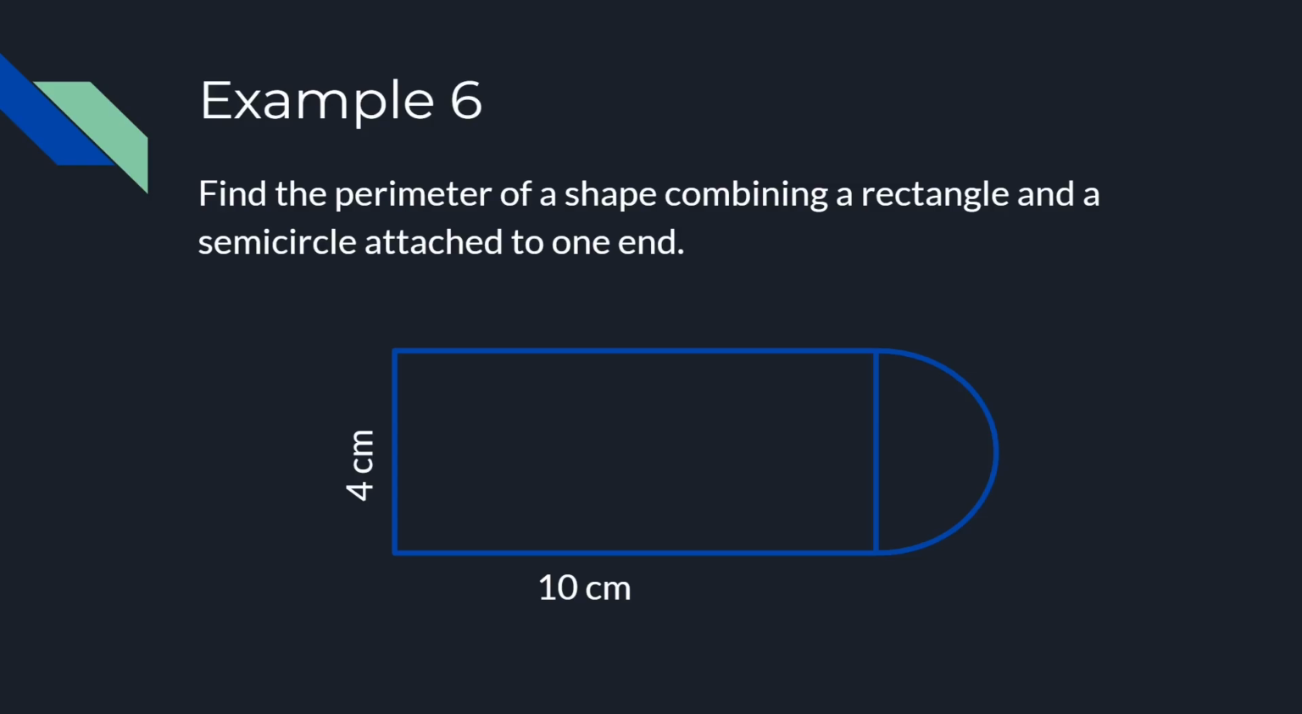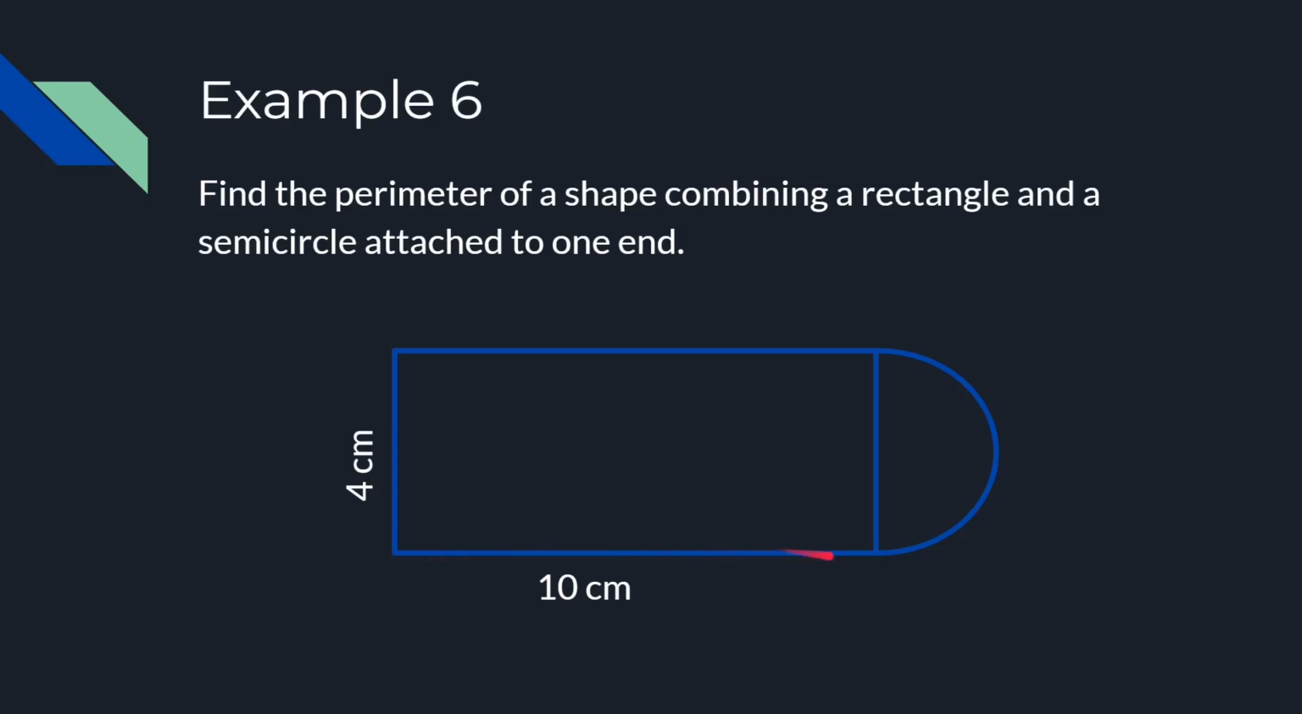Let's try this example. We're required to find the perimeter of a shape combining a rectangle and a semicircle attached to one end. To calculate the perimeter, I need the length of this side, this side, this side, and this side here, because those are the edges that make up the boundary.